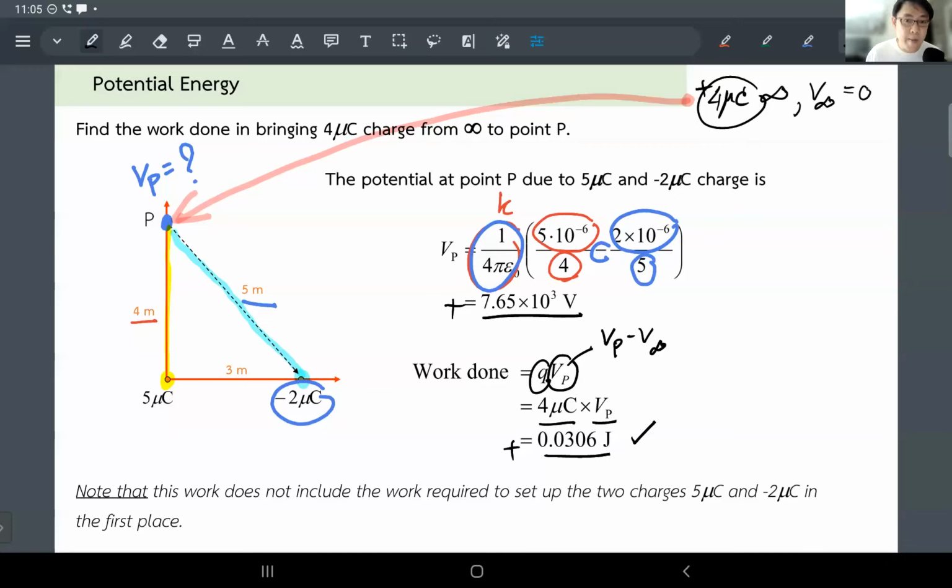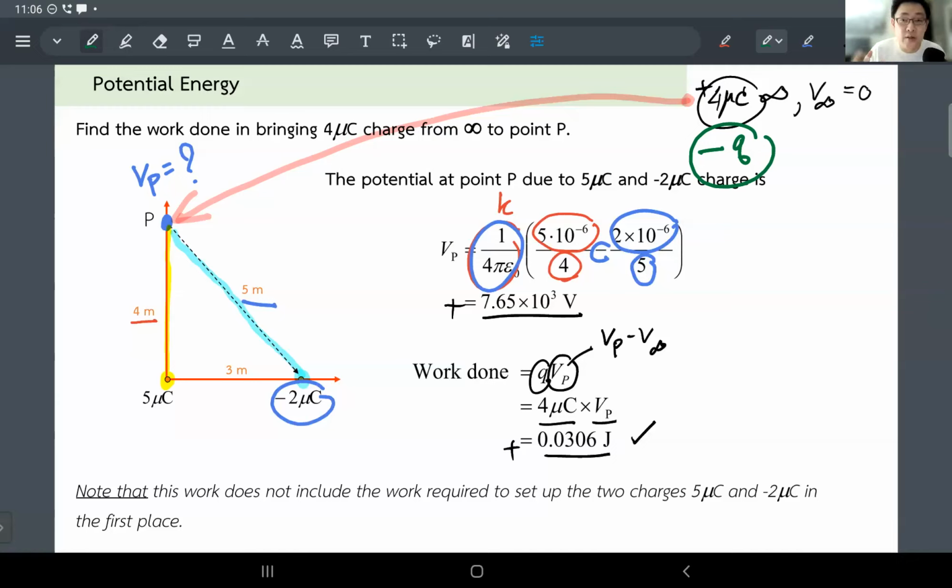Cool. Then you might ask, what about if I would like to bring in a negatively charged particle? If the charge that you want to bring in is negatively charged, the sign will flip, everything will turn into negative. You guys with me? Because the negative charge will behave opposite to the positive charge. By nature, the negatively charged particle will always go uphill by itself. Does that make sense?